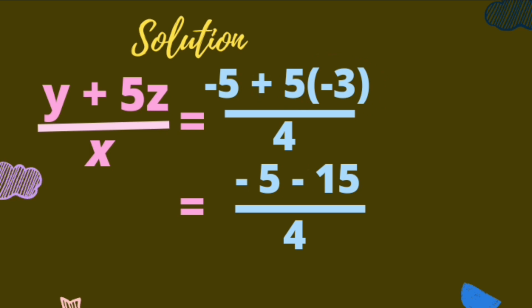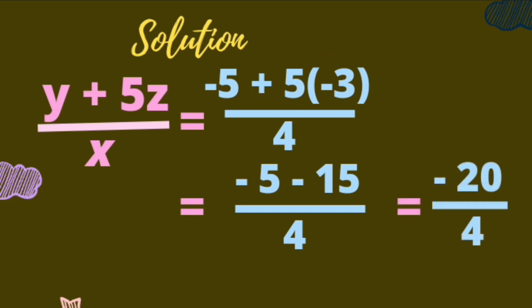Minus 5 minus 15 is equal to what? Can you say? If your answer is minus 20, you're correct. So we would have minus 20 all over 4. Minus 20 divided by 4 is equal to minus 5. This is the required answer. I hope you understand this.